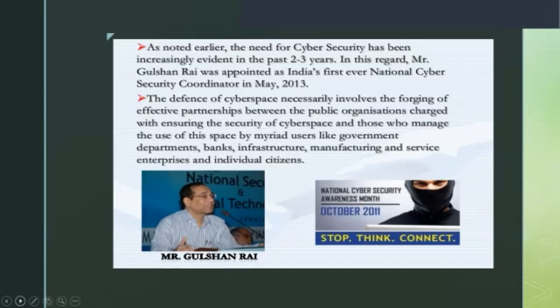The defense of cyberspace necessarily involves the forging of effective partnership between the public organizations charged with ensuring the security of cyberspace and those who manage the use of this space by myriad means, by several users like government departments, banks, infrastructure, manufacturing and service enterprises, and individual citizens.